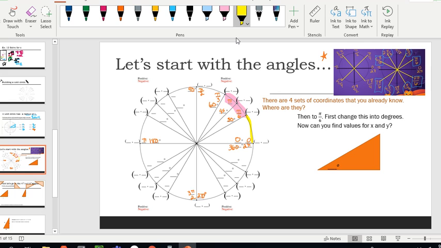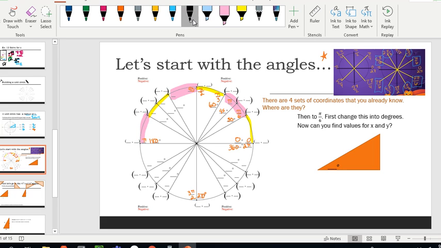2, back to yellow. 3, back to pink. 4, back to yellow. 5, back to pink. 6. So 180 divided by 6 is 30. So there's one reason why it's 30 right there.